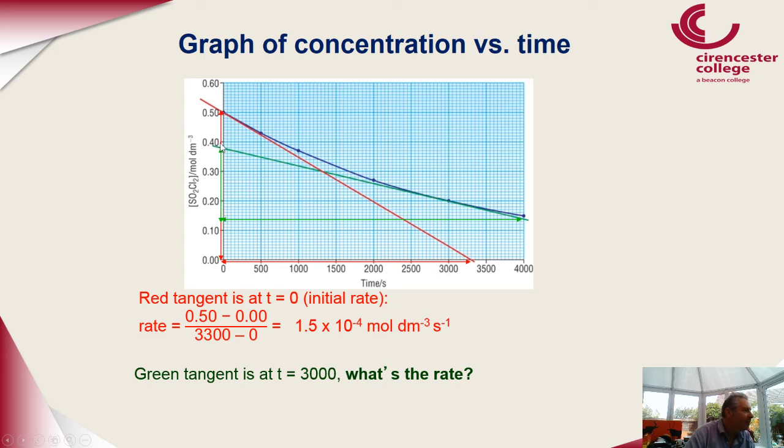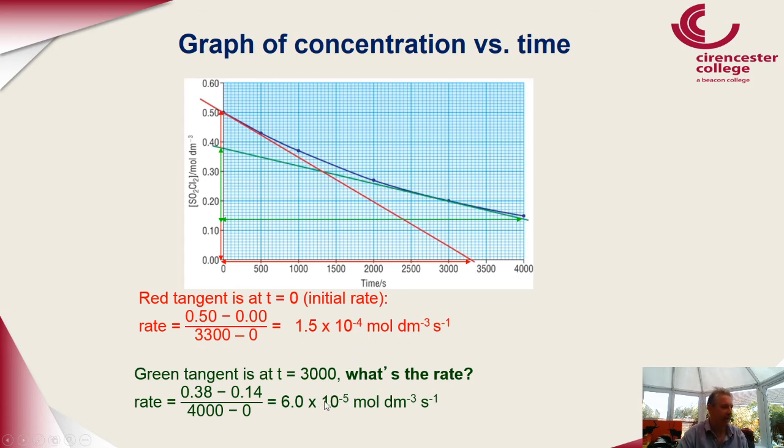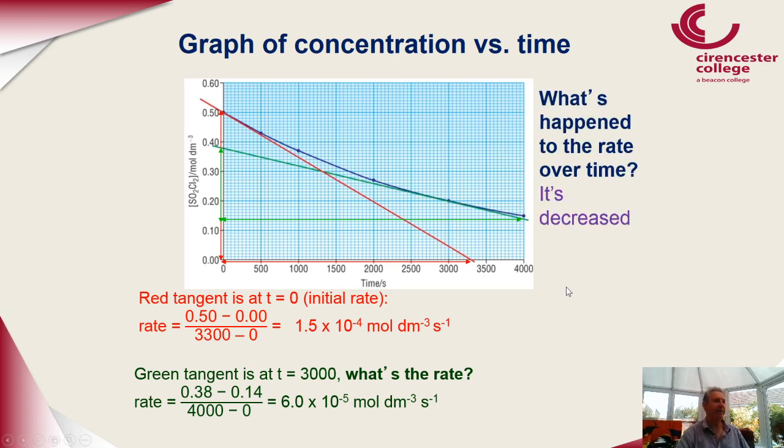This one up here is a bit more complicated because we're starting here at 0.14, and going up to about 0.38. So the change in the y is 0.38 minus 0.14, and the change in the x is 4,000. So we've got our new rate, and you can see the rate is smaller. It's around 10^-4, 10^-5. Take care with your indices. So this is a slower rate. The rate has decreased.